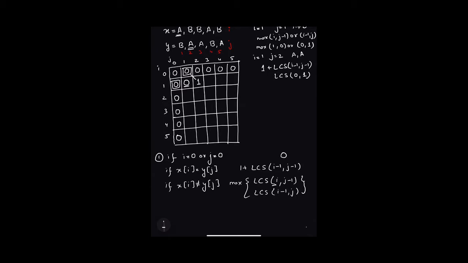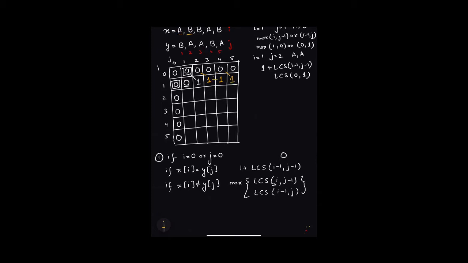Similarly, let us quickly do it for the other elements. When i equals 1 and j equals 3, since they are similar, we are going to add 1 to the diagonal element. Similarly, for j equals 4, a and b do not match. So we are going to see the maximum of both these elements. This is 1, so I will be entering 1 over here. For i equals 1 and j equals 5, I can see both the elements match. So I can say that add 1 to the diagonal element. So this is 1 over here.